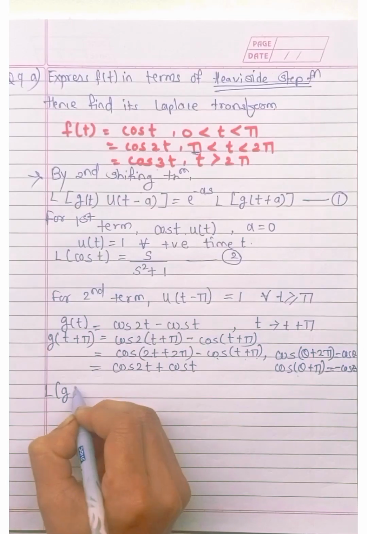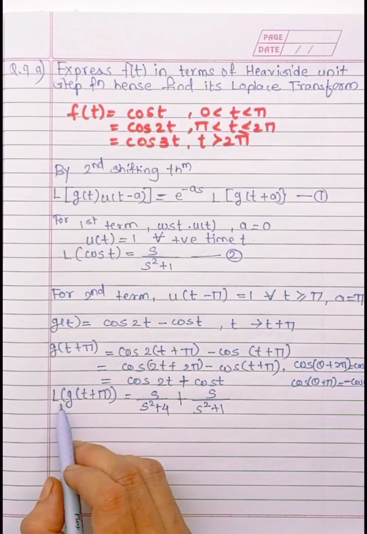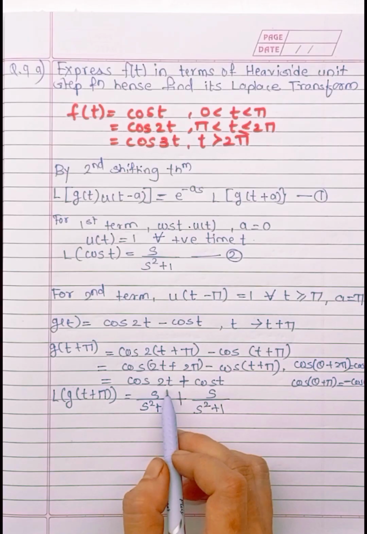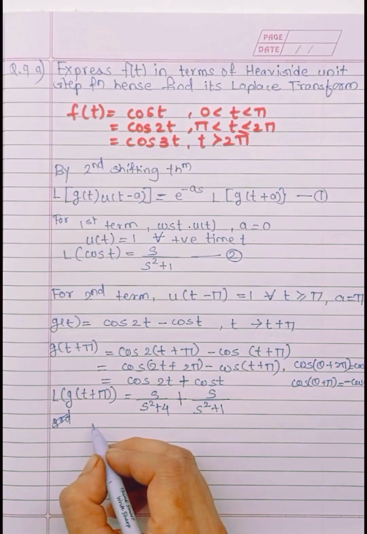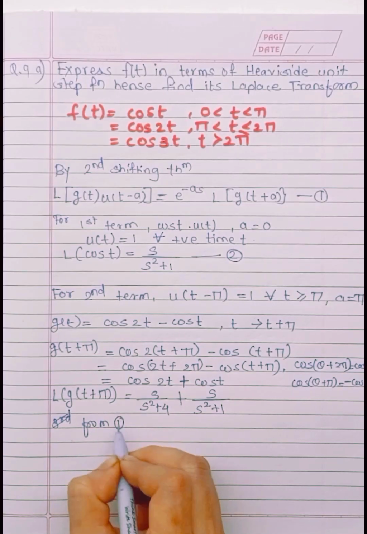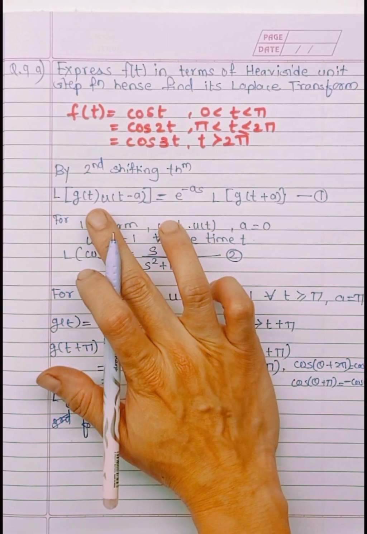So Laplace of g of t plus pi. What is the value we are getting here? Laplace of cos 2t is s upon s square plus 4. S upon s square plus 1 is the value of Laplace of cos t. From 1 we are going to find out the value of L of g of t u of t minus a.